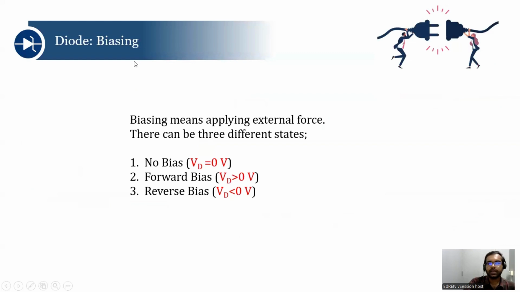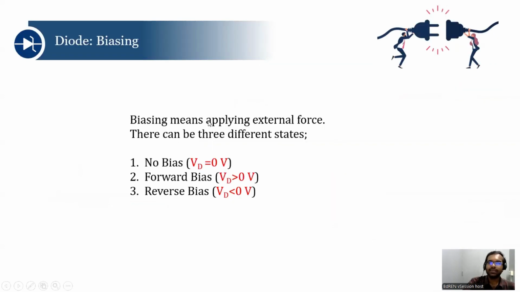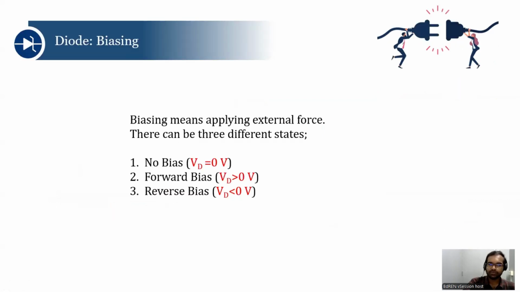So coming to the concept of biasing, what is biasing? Biasing is simply the thing we did here in the last slide. Biasing means applying an external force. So here we are applying some external voltage source. This may be any other type of source, anything. Applying any external force is known as biasing.